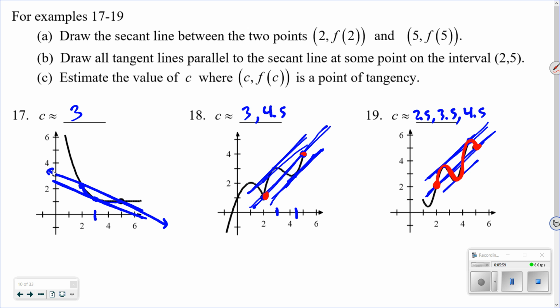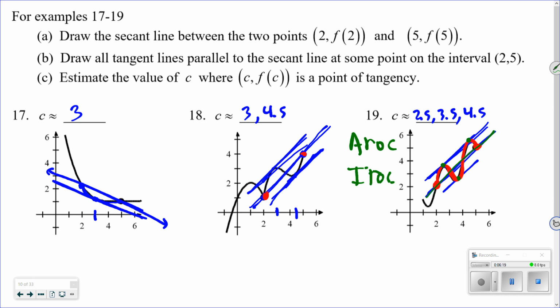Now, using our terminology we've talked about before, the slope of the secant line, that is the average rate of change. That's AROC. If I'm finding the slope at any given point, for example here, where it's parallel here or here, that's the instantaneous rate of change, that's IROC.